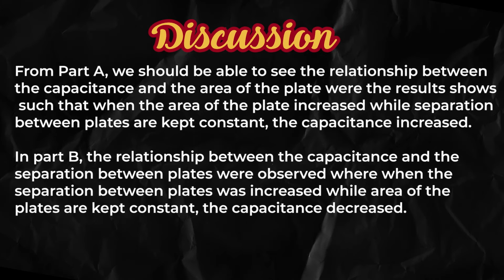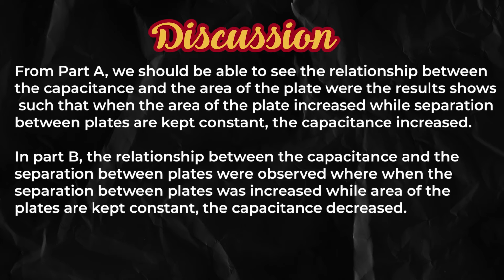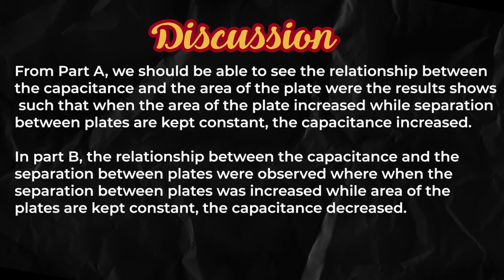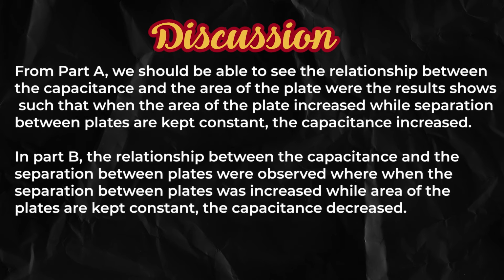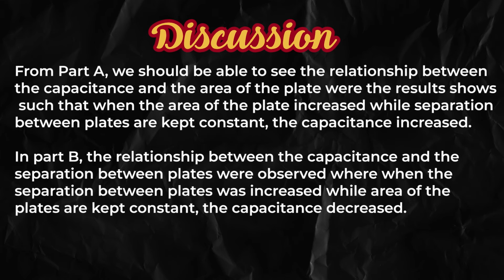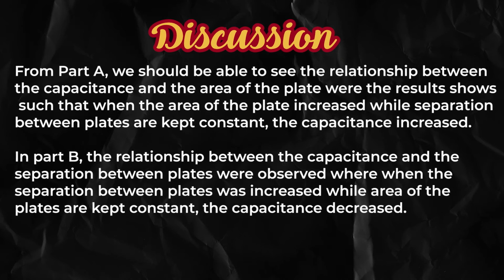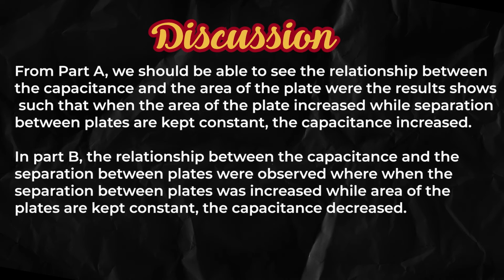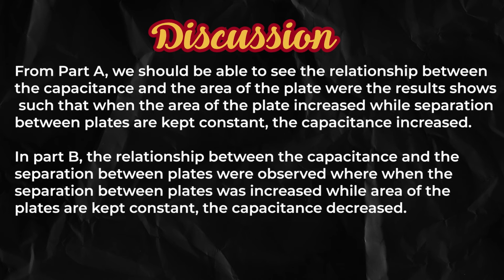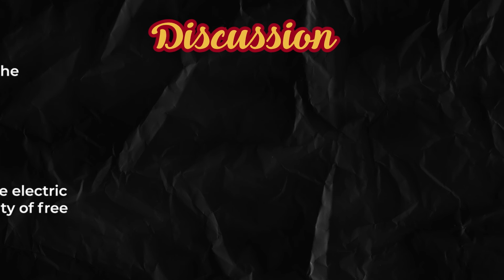For discussion, from Part A we should be able to see the relation between the capacitance and the area of the plate, where the result shows that when the area of the plate increases while separation between plates is kept constant, the capacitance increases. And in Part B, the relation between the capacitance and the separation between plates was observed, where when the separation between plates was increased while the area of the plates is kept constant, the capacitance decreases.